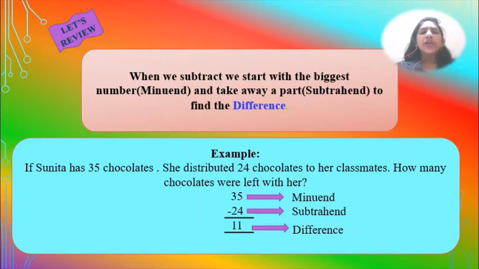In subtraction, we start with the biggest number and we take away a part from it to find the answer of subtraction, which is also called the difference. We can understand this with an example. If Sunita has 35 chocolates and she distributed 24 chocolates to her classmates, how many chocolates were left with her? So we will take away 24 from 35 to get the difference 11.